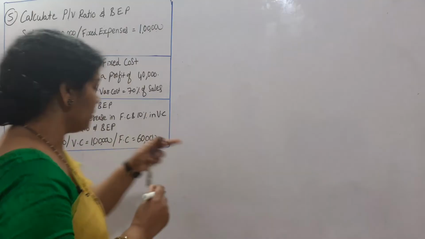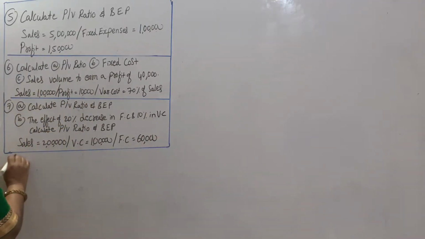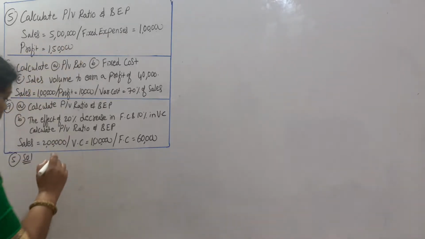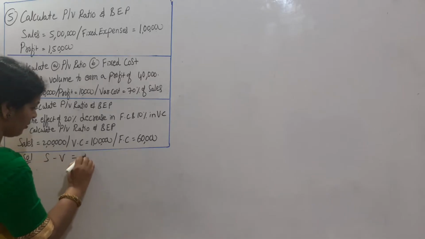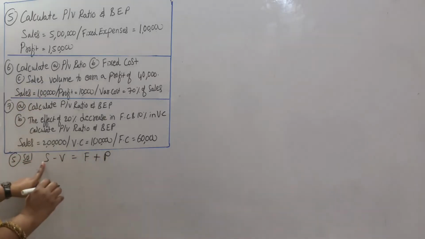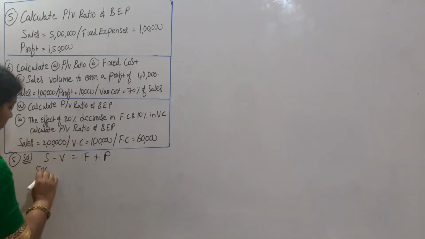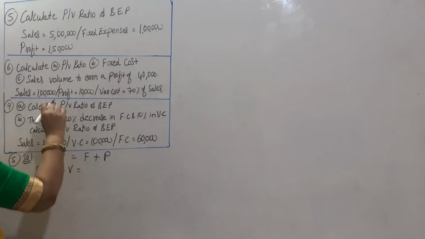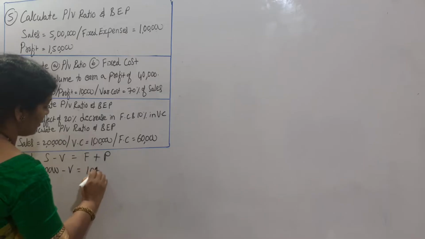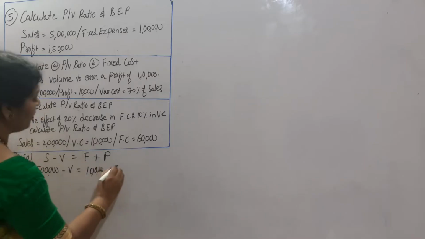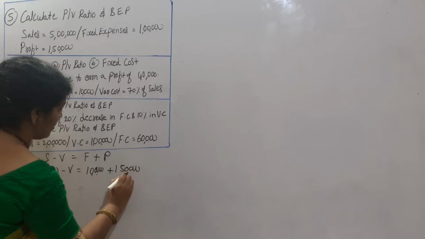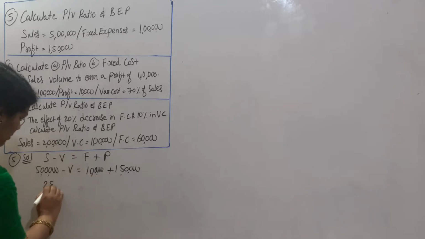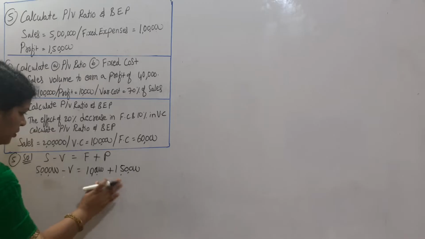So shall I start here, because 3 problems we have to do. Fifth problem, solution. 3 items are given, 1 is missing, so we'll use S minus V is equal to F plus P. S means sales, sales are 5 lakh. Variable cost we don't know. F is fixed cost 1 lakh plus profit 1,50,000. We'll take this right one to the left side, it comes to 2,50,000. Okay, let it be as it is. So this is 2,50,000.